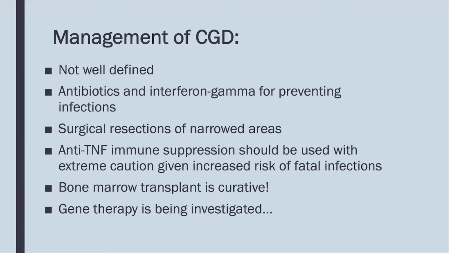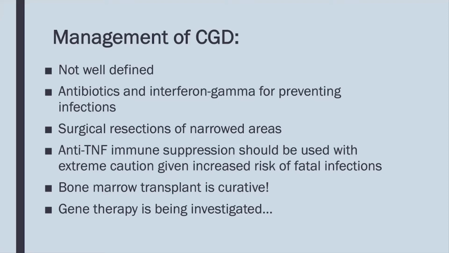The management of CGD is a little unclear. It's not very well defined. However, people tend to use antibiotics and interferon-gamma to help prevent infections in these patients. Sometimes when there are narrowed areas of the GI tract, we use surgeries to cut those narrowed areas out. It's important to identify if you have CGD and you're managing GI manifestations, because anti-TNF agents, which are strong immune suppressing agents, should really only be used with extreme caution, because there have been several cases of fatal infections when patients are on these kinds of medications.